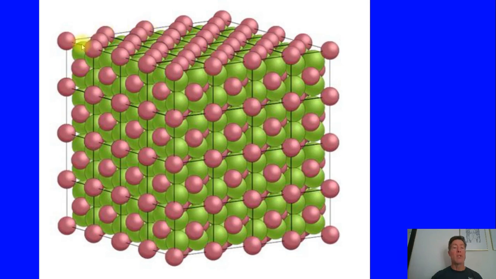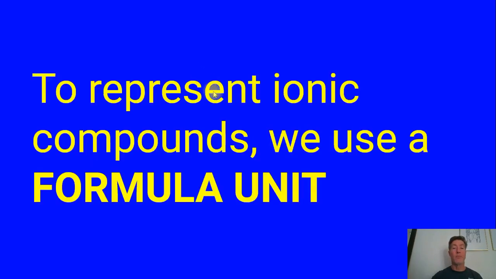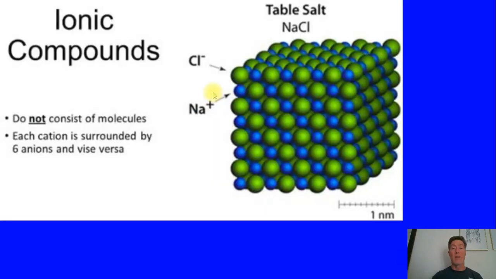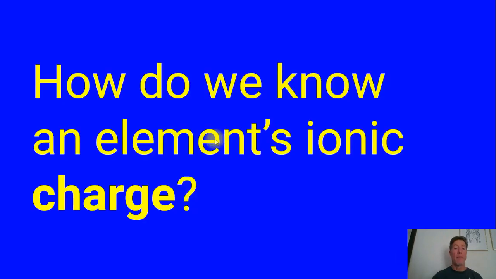And so the easiest way to describe this is to describe the ratio of one of these, say, red balls to one or more of these green balls. So we call that a formula unit, which is the lowest whole number ratio of ions in the compound. So in this case, salt, it's a 1-to-1 ratio. For every sodium, there's a chlorine. And so the lowest whole number ratio is 1-to-1, NaCl. That's our formula unit for this ionic compound.